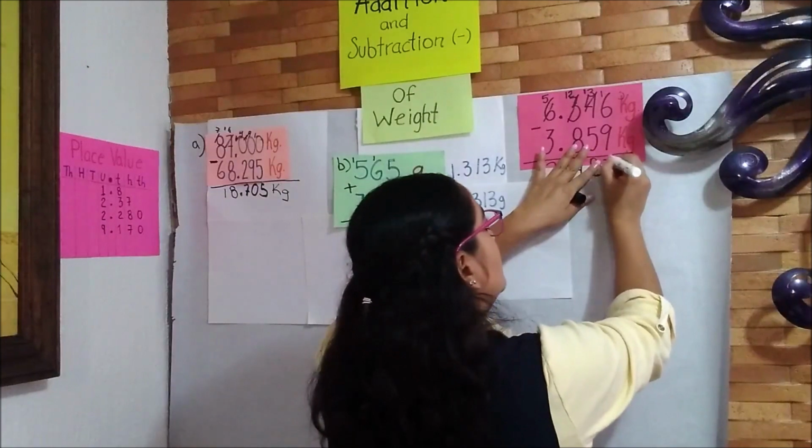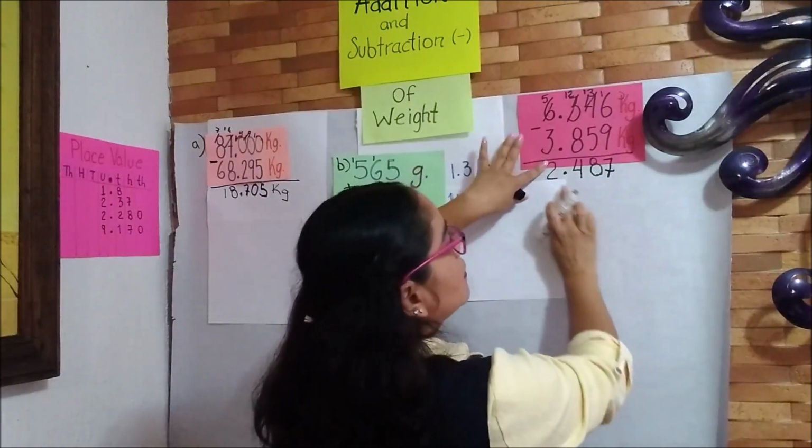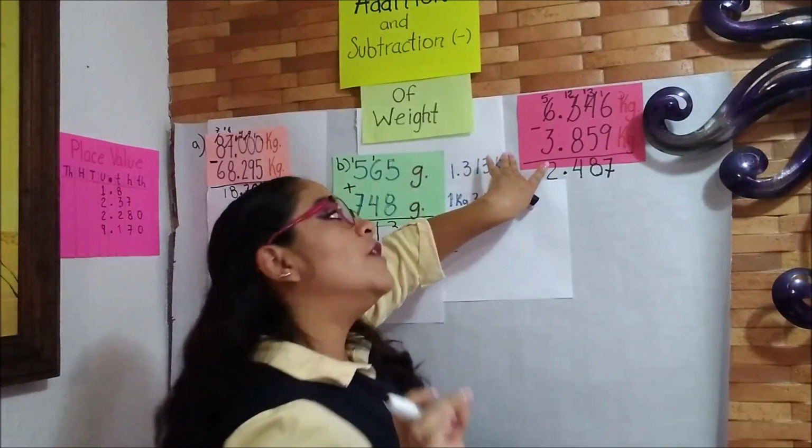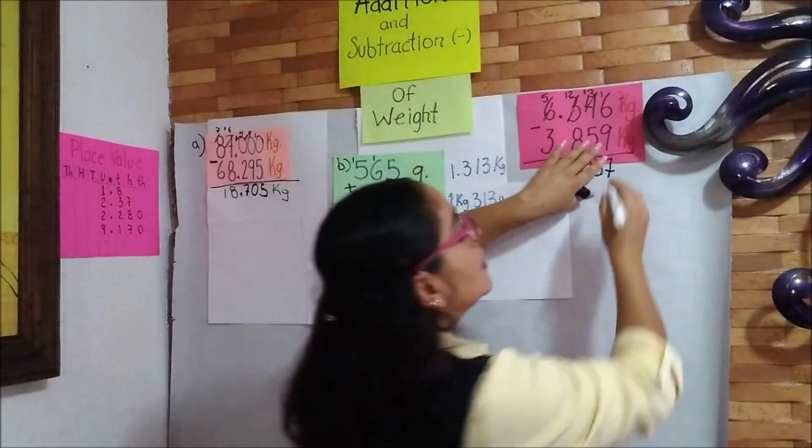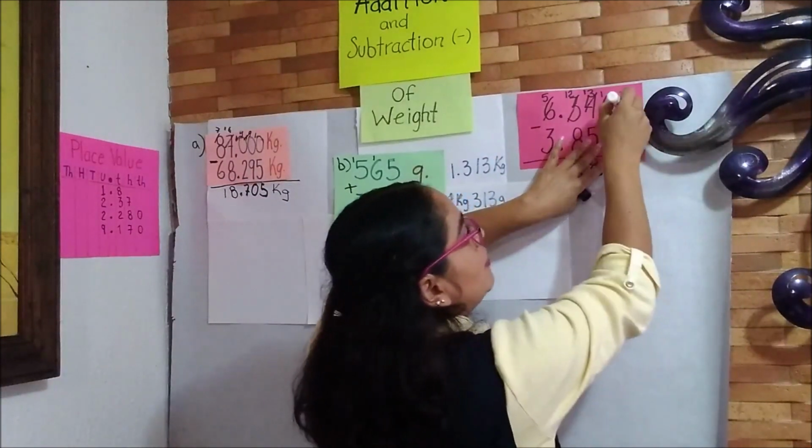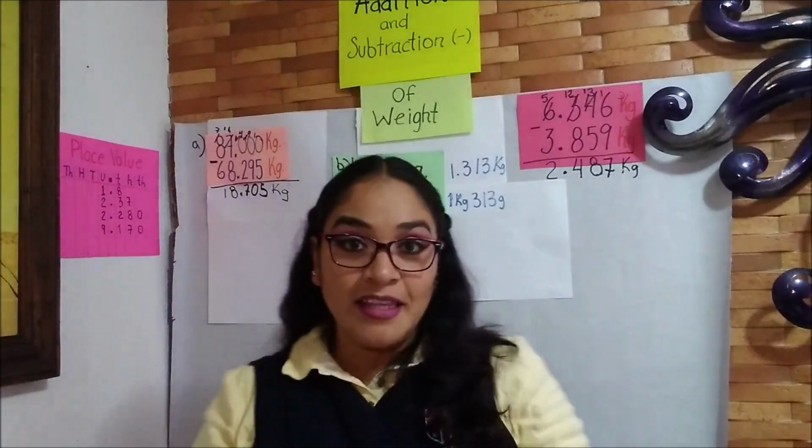Well, the other fish weighs 2.487 kilograms, since we have our units right here. Don't forget your units. Wow!